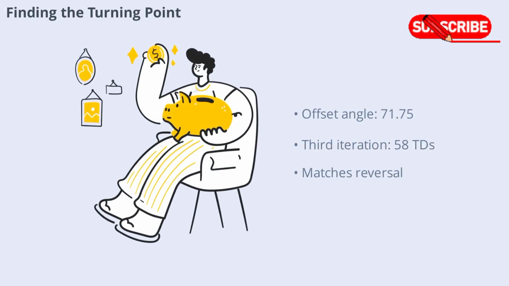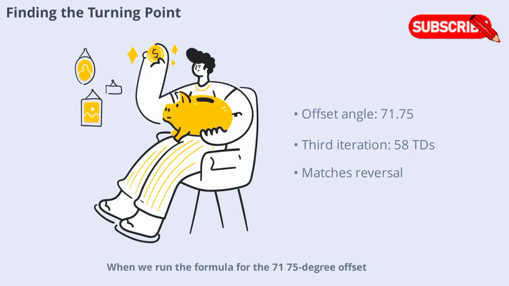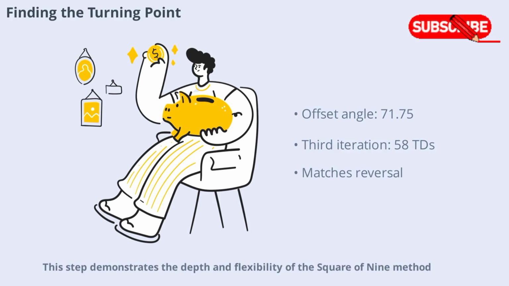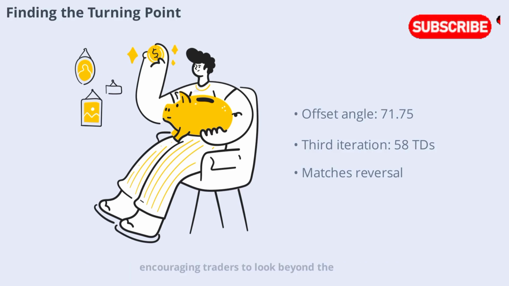When we run the formula for the 71.75-degree offset, the third iteration gives us 58 TDs. This matches the actual reversal in Dell's price, showing how considering offset angles can reveal hidden turning points. This step demonstrates the depth and flexibility of the square of 9 method, encouraging traders to look beyond the obvious and dig deeper into their analysis.